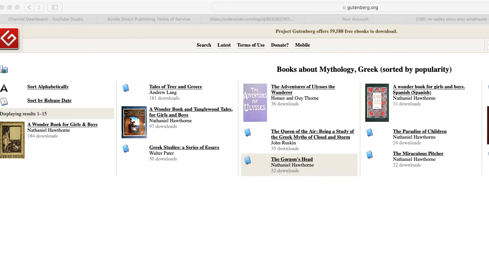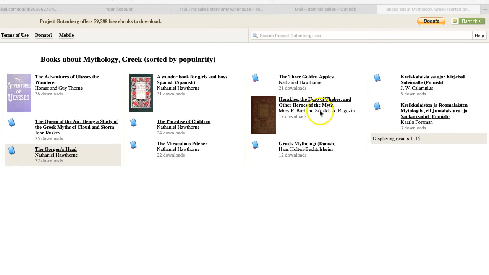So my favorite site is Project Gutenberg, which has over 59,000 free ebooks. And so here's one, Homer's Ulysses, translated by Guy Thorne, which you can get for absolute free on Project Gutenberg. Or you can get the Three Golden Apples or Heracles, that's Hercules to us, the Hero of Thebes and other heroes. There are loads of Greek myths you can get for absolute free.